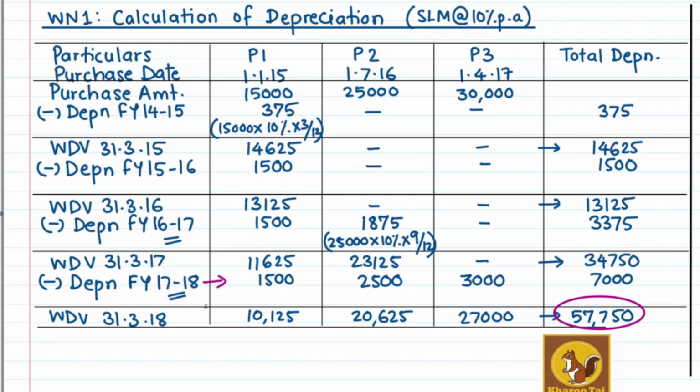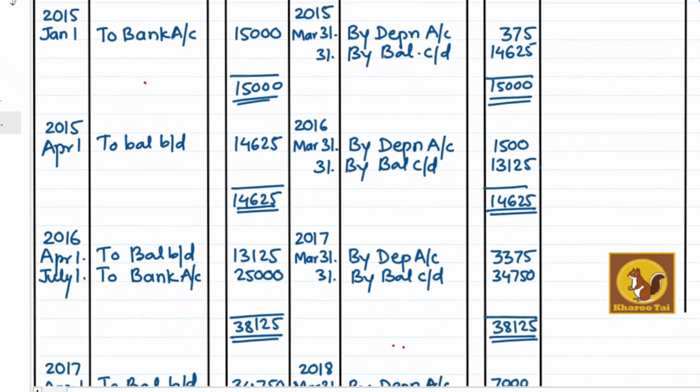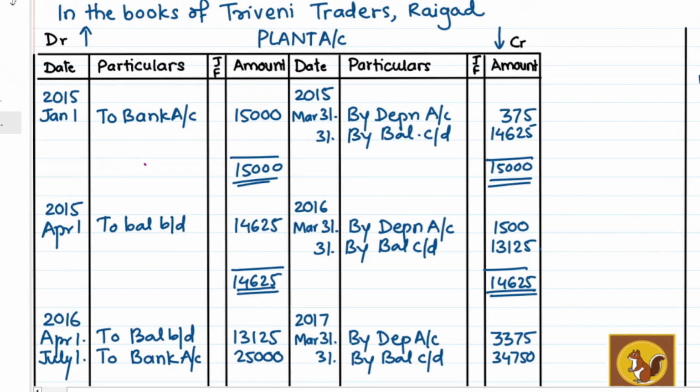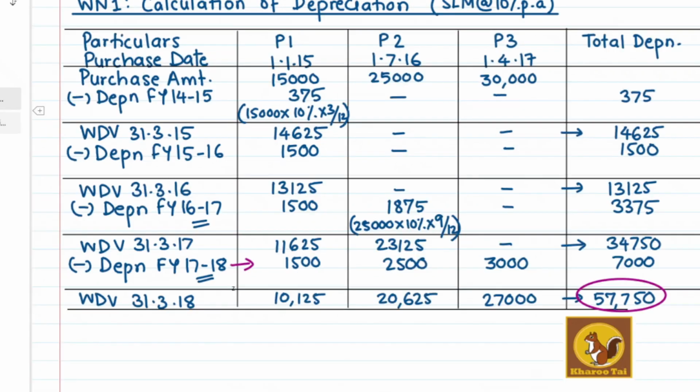So what we have done in this sum? In this sum we started with working note 1, and there are 3 purchases only in this sum. No sale, so there is no profit or loss on sale of assets working. After this we opened plant account and passed journal entries and did the posting for 4 years. The final balance amount matched with our working. That's it. So this is the depreciation sum as per SLM method and practical problem 4 from your exercise.